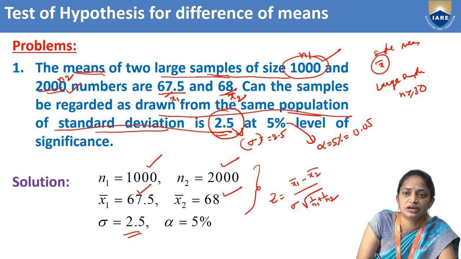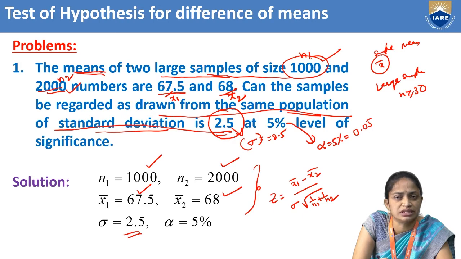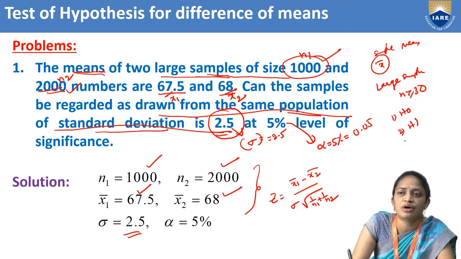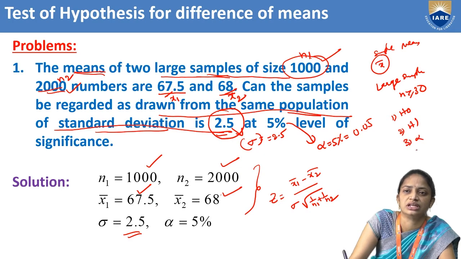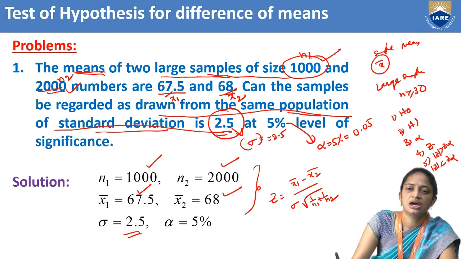But here we have a procedure for large sample tests or small sample tests. What is that procedure? The first one is the null hypothesis. We have to set up the null hypothesis. The second one is the alternative hypothesis. The third one is the level of significance. The fourth one is the test statistic, that is Z, and the fifth one is the conclusion. In the conclusion, if modulus of Z is greater than Z alpha, we reject the null hypothesis. If modulus of Z is less than Z alpha, we accept the null hypothesis.